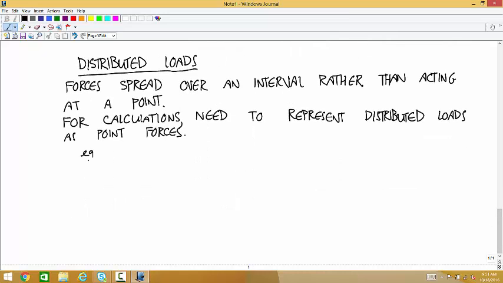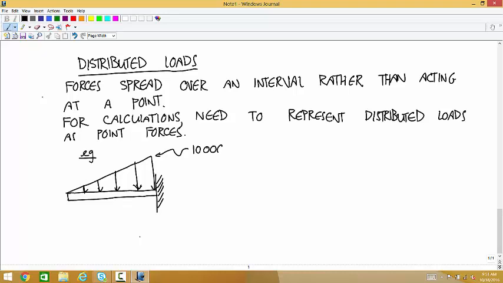So an example of a distributed load that you could see: if you have a cantilever beam that makes a fixed joint with the wall, you'll see problems where the external load is shown like this. And it says up here you have a value of 10,000 newtons per meter. Let's say this is 2 meters.